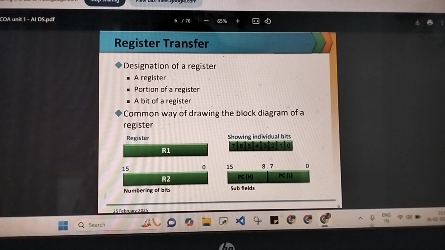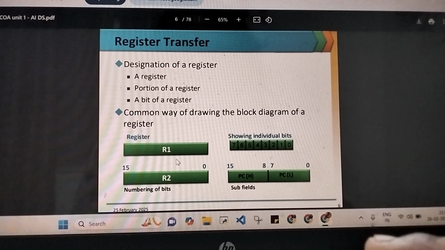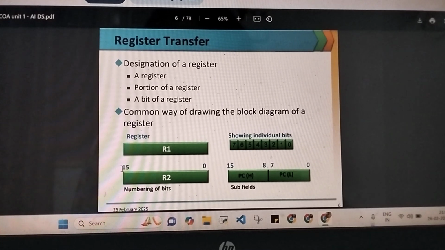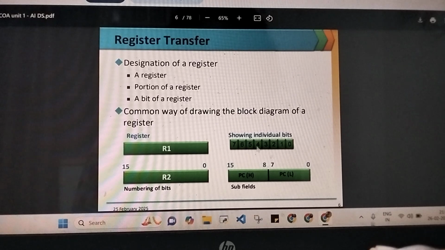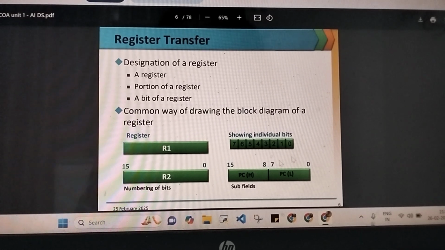This is what a register diagrammatically looks like. You can just draw it as one block. You can denote the number of bits it holds. You can show the individual bits. You can divide it into the lower segment, higher segment, and so on.